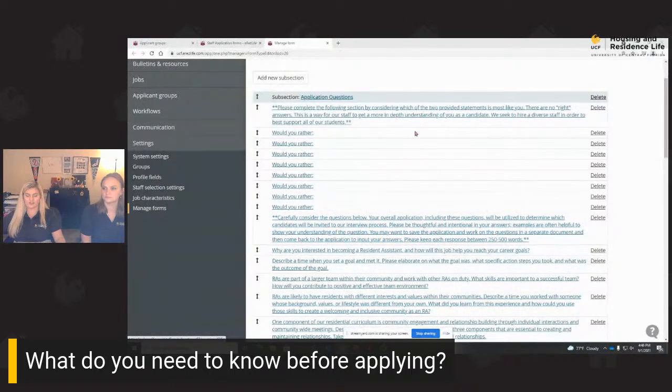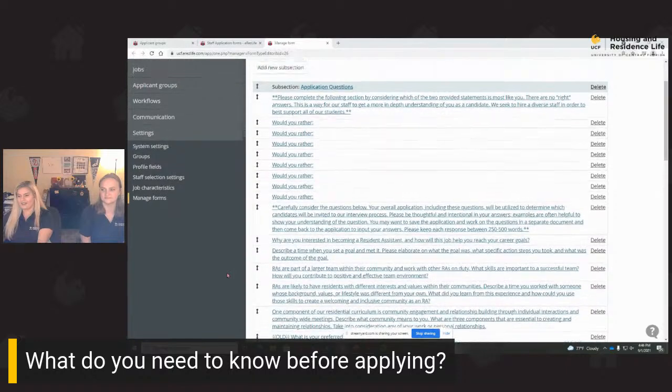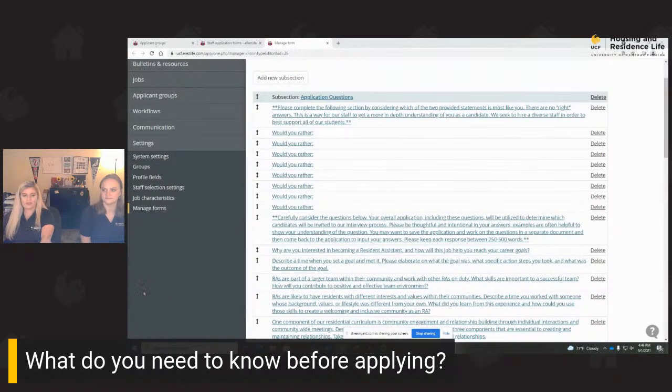This looks very different than what you would see on your screen because of the fact that we created the application and are not filling it out. But we can talk about some of the questions that are on this application and give a little bit of insight on how to be best prepared before starting this application.